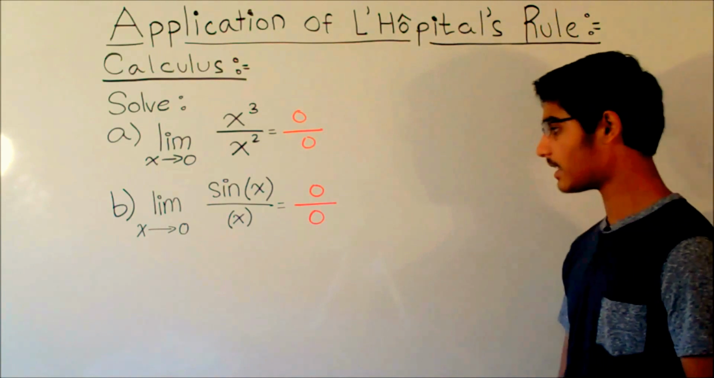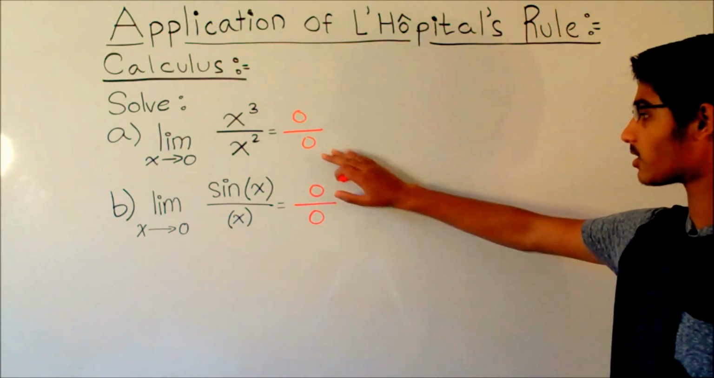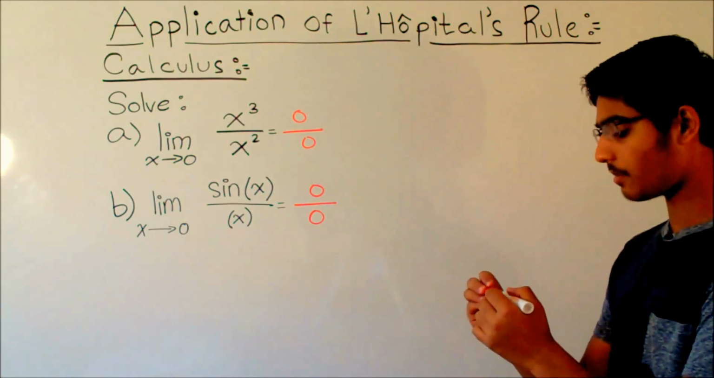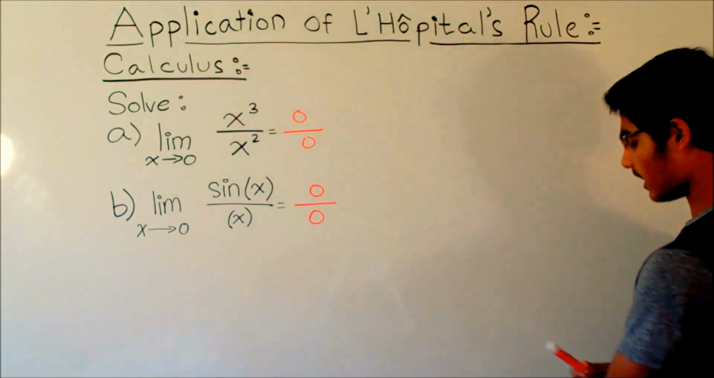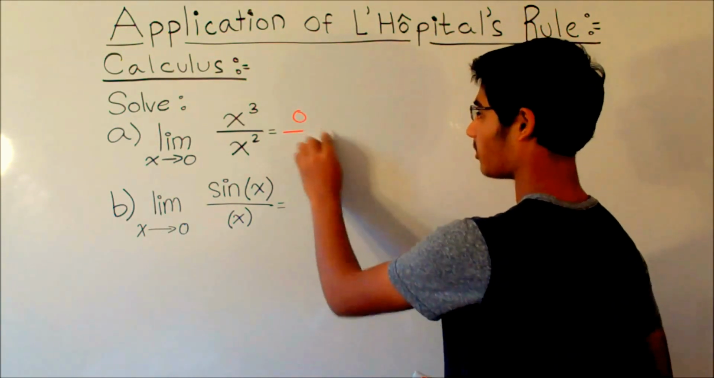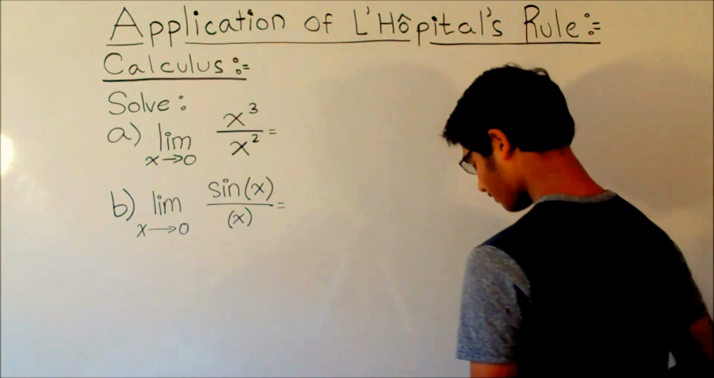What that means is they're divided by 0, so these aren't the actual answers. These aren't the actual limits, or the actual values that the function gets closer to when x approaches 0. So how do we solve that?